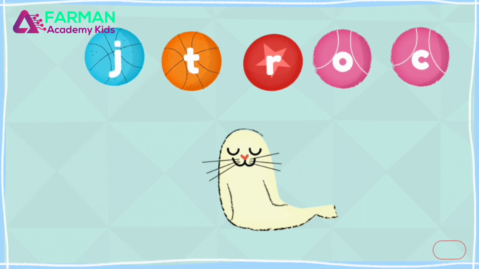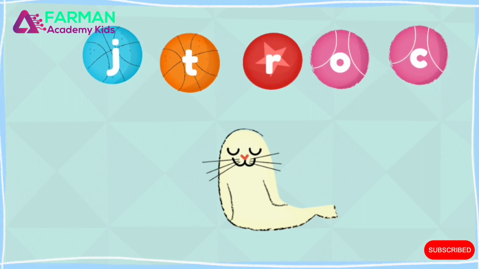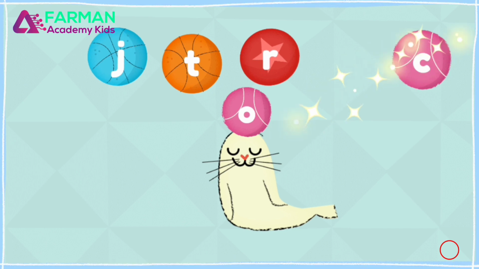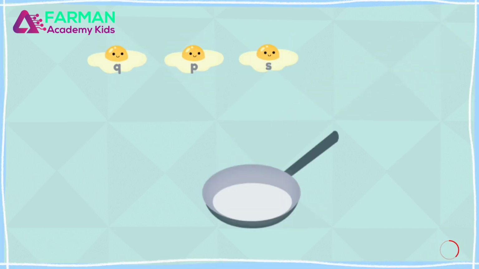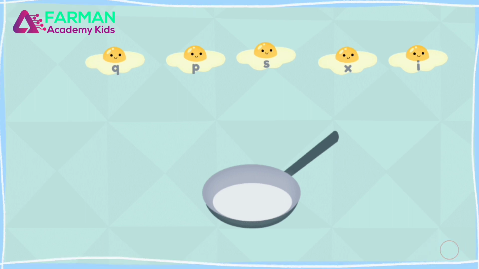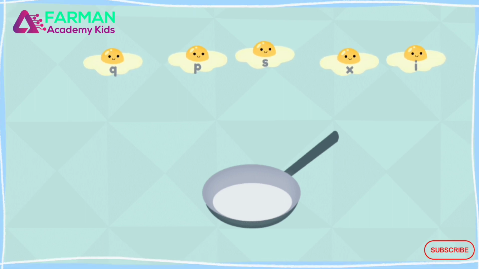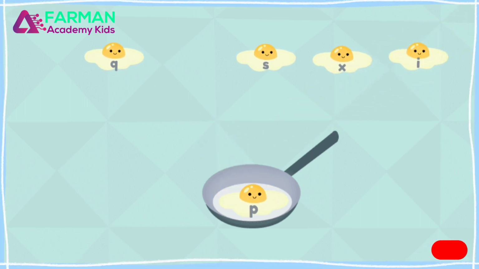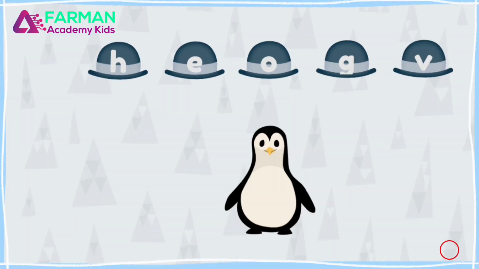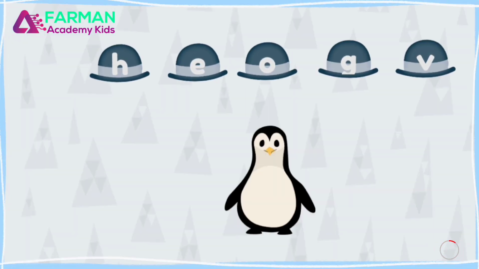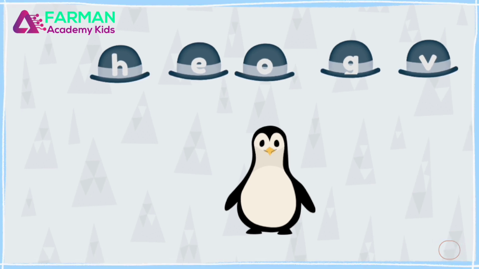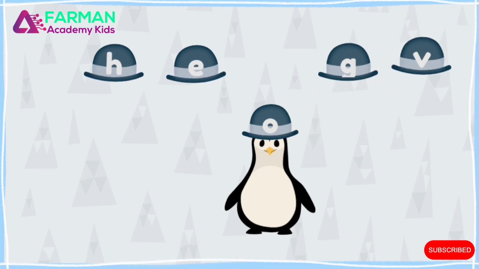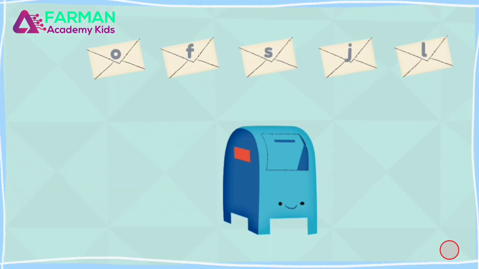Give the ball with the letter O to the seal. Super duper. Put the egg with the letter P in the nest. Put the hat with the letter O on the penguin. That's right. Put the mail with the letter S in the mailbox. Yay!